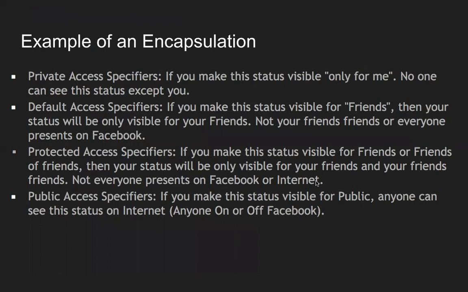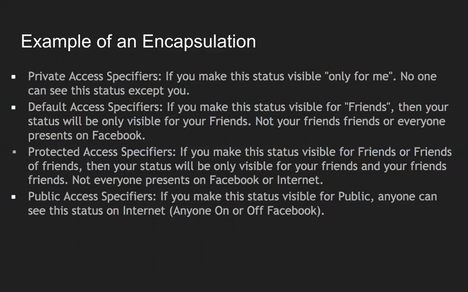The best example right now, everybody knows about Facebook, right? The best example of encapsulation is in Facebook, if you keep a status visible only for me. There are different types of status. Whenever you put a status on Facebook, if I say only for me, then no one can see this status except us. That is called private access. And for default access, if you keep friends, then our friends can see our status, not the friends of the friends.